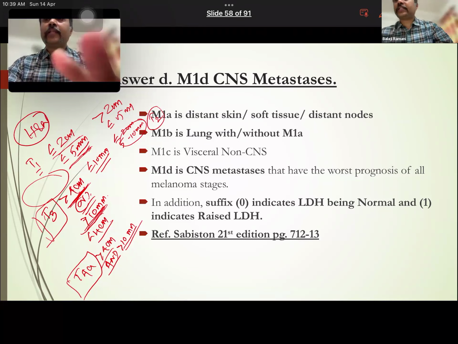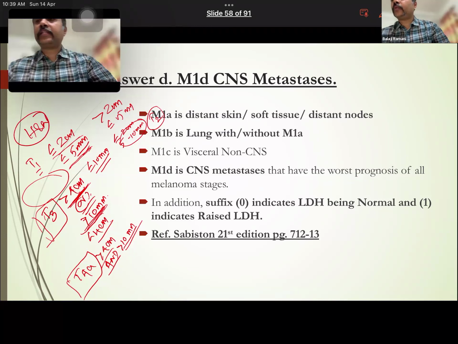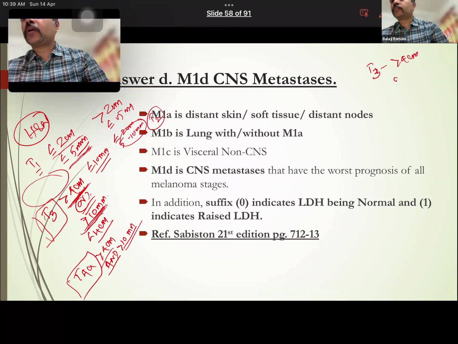There is a slight change. I told you T1 remains the same, T2 remains the same. T3 is greater than 4 centimeters or greater than 10 millimeter depth of infiltration. That is the only thing you need to remember. Okay. And T4A is where it is both more than 4 centimeters and more than 10 millimeter.